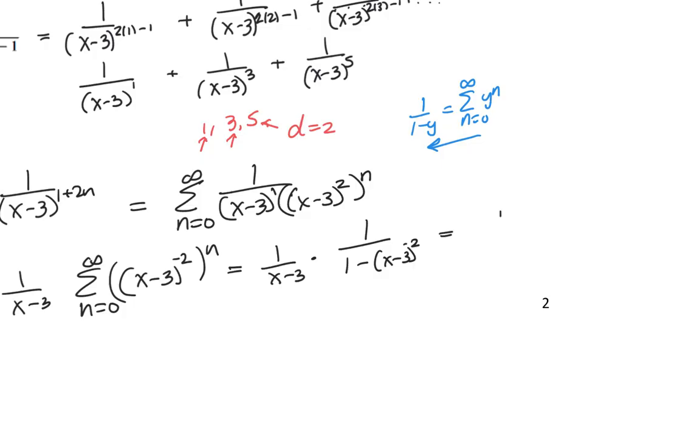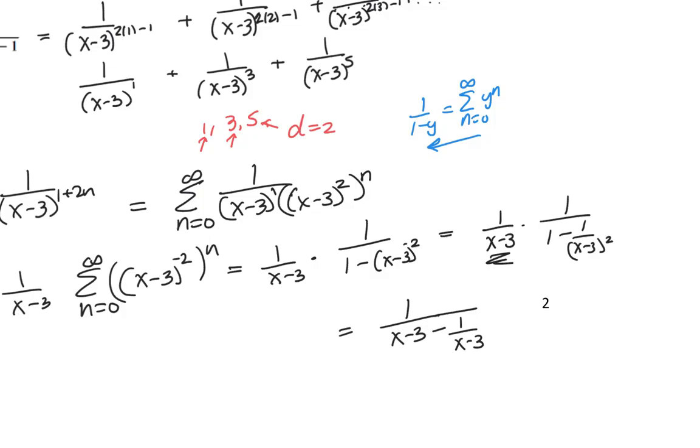So this is 1 over x minus 3 multiplied by 1 over 1 minus 1 over x minus 3, the quantity squared. Distributing this through, I'm going to get 1 over x minus 3 minus 1 over x minus 3. And I have a complex or nested fraction, so I'm going to multiply by my magic 1, and my magic 1 happens to be x minus 3 in the numerator and x minus 3 in the denominator.